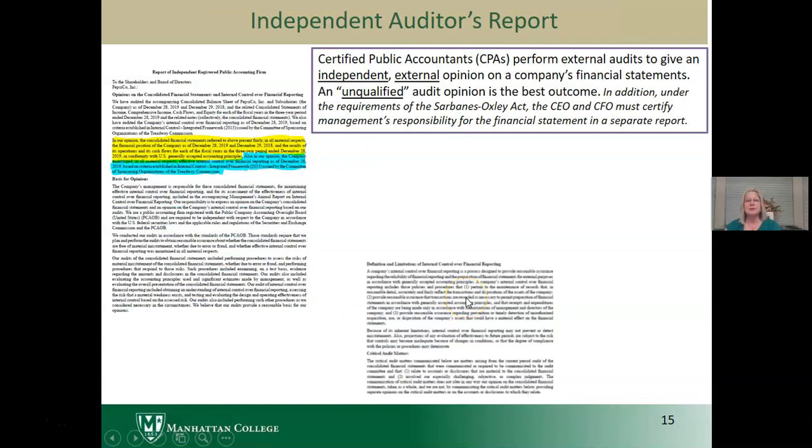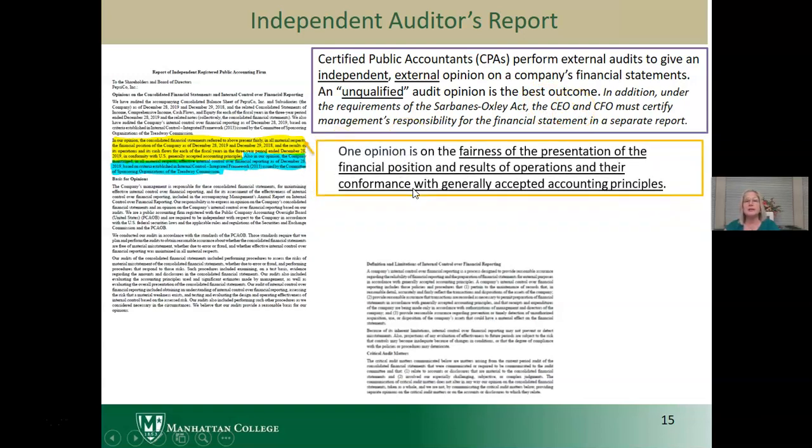The independent auditors report. Certified public accountants, CPAs, perform external audits to give an independent external opinion on the company's financial statements. An unqualified audit opinion is the best outcome, and using the requirements of Sarbanes-Oxley, both the CEO and the chief financial officer must certify management's responsibility for the financial statements in a separate report. So there's one by the auditors, and there's also certification by the chief executive and chief financial officers.